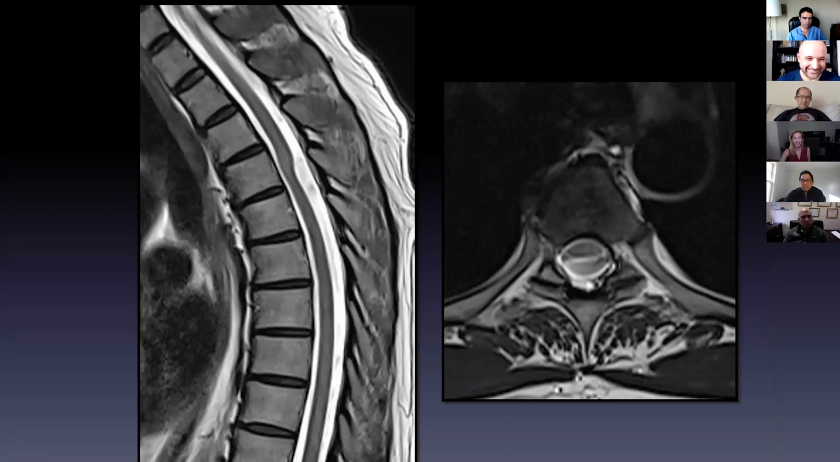All right. So it looks like you're showing a T2 MRI, a T2 sequence.